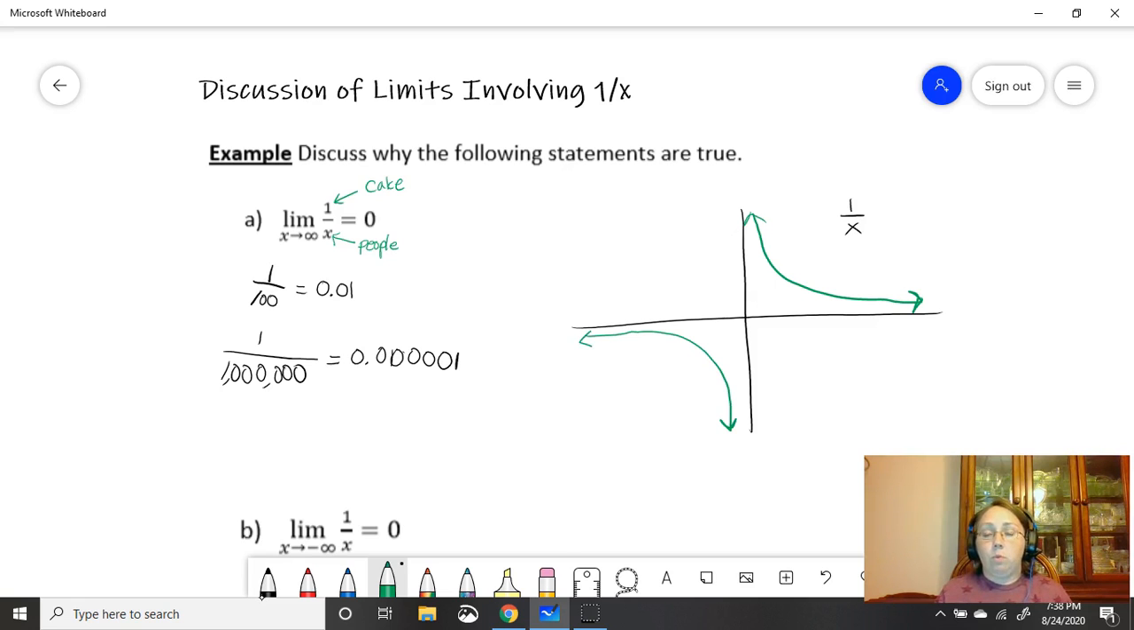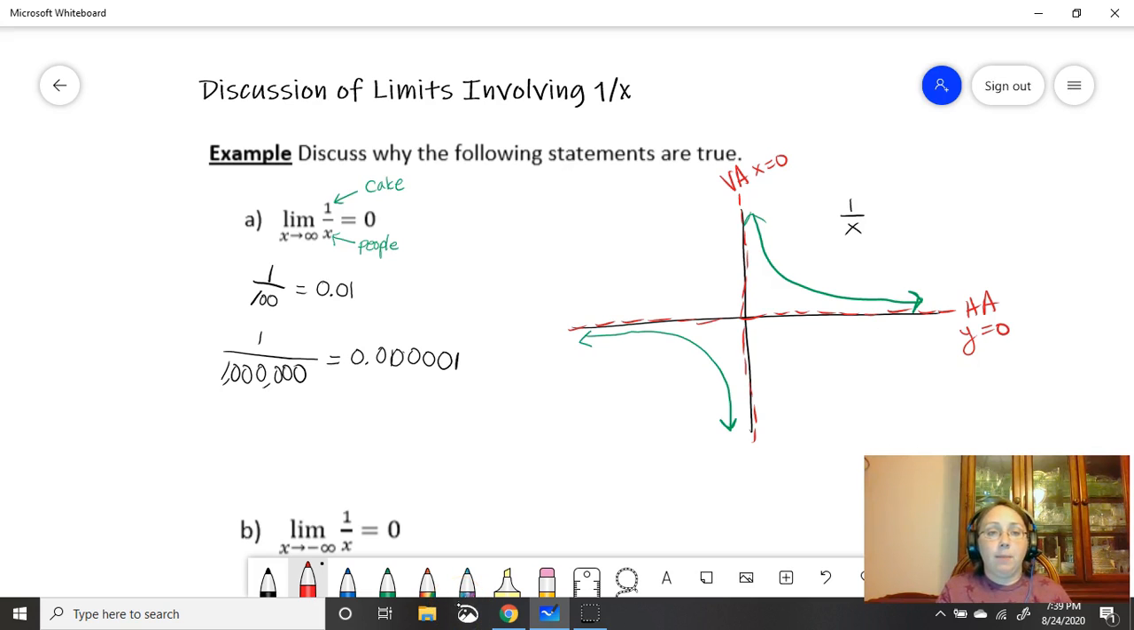All right, so this is 1 over x. So when you have 1 over x, there is a vertical asymptote here on the y-axis. So vertical asymptote at x equals 0. And there's a horizontal asymptote here on the x-axis, which is where, let's see, horizontal, y equals 0.